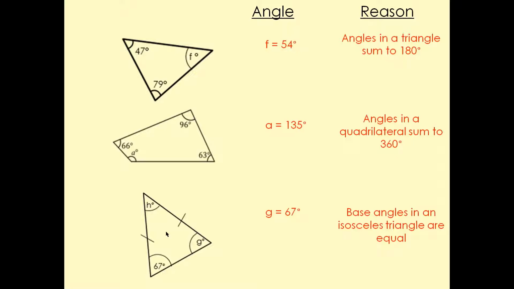So always remember, a triangle which has all the sides equal is called an equilateral triangle. A triangle with two equal sides is called an isosceles triangle, and a triangle with no equal sides, or when all the sides are different, is called a scalene triangle. And H is going to be 46 degrees, and it's again a very simple reason. Angles in a triangle all add up to 180 degrees.